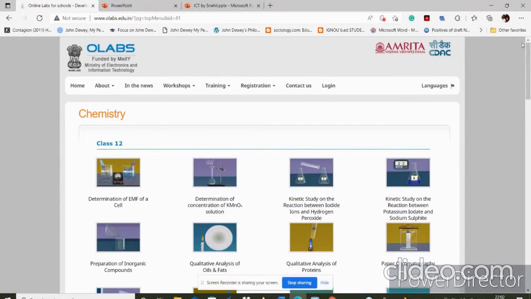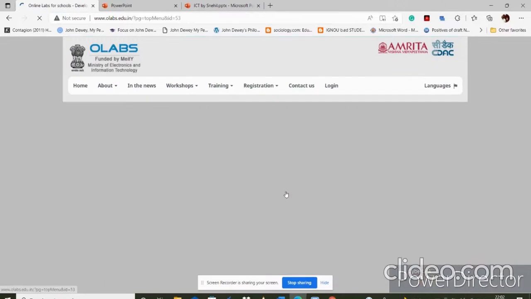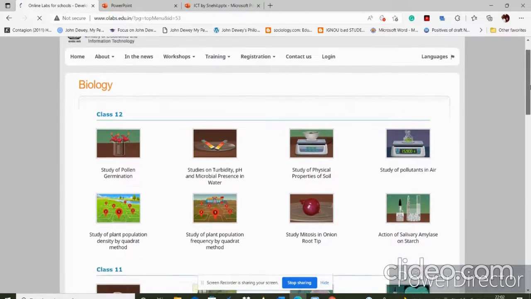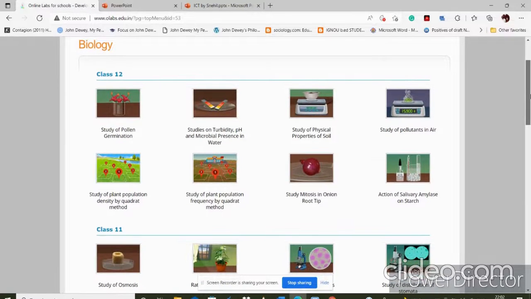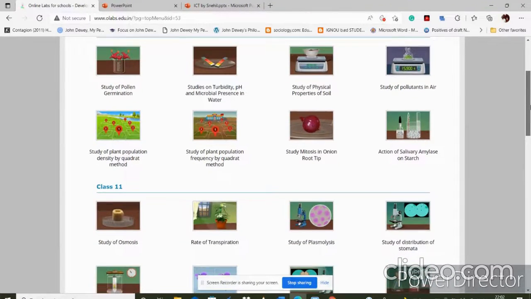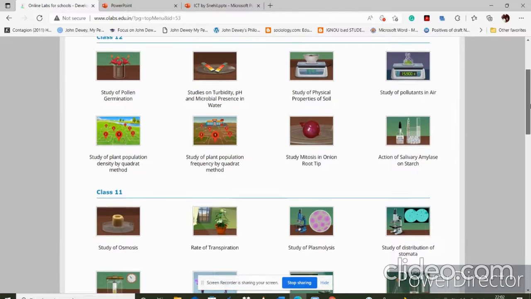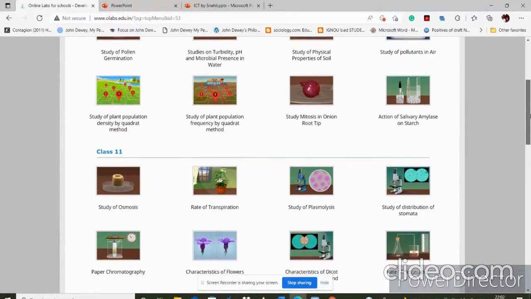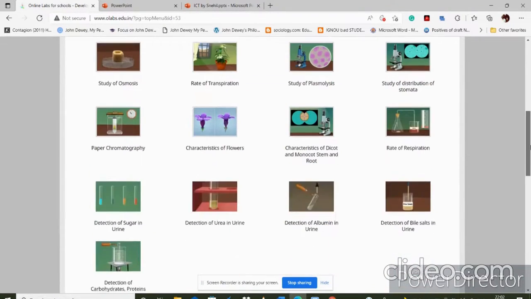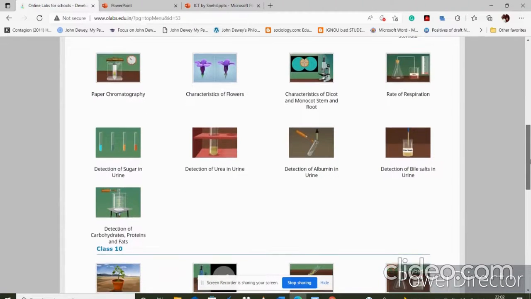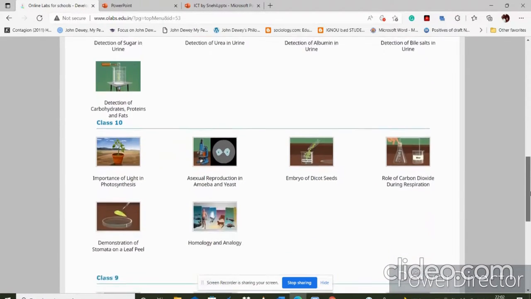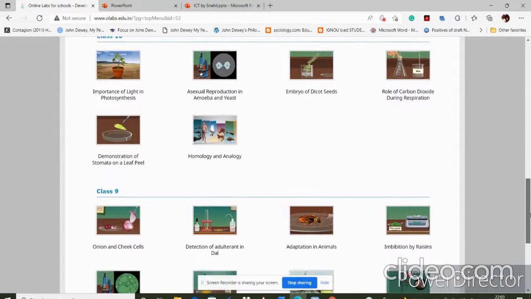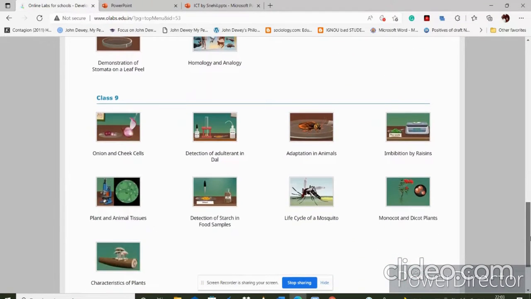And now let's have a look at biology. Here also, all the experiments given are aligned to CBSE. In class 12, we have experiments on study of pollutants in air, study of mitosis in onion root tip. In class 11, we study characteristics of flowers, detection of sugar in urine, etc. Similarly, in the case of 10th and 9th also.